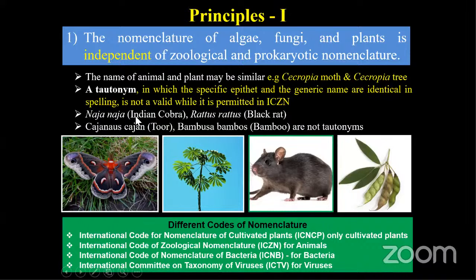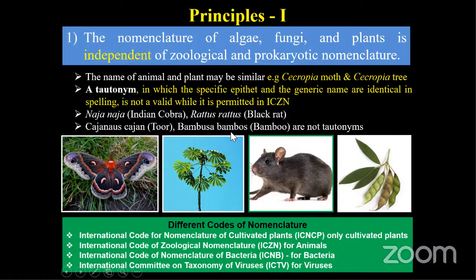For example, Naja, which is the zoological name of the Indian cobra, and Rattus, which is the zoological name of the black rat. But in botany also there are certain names which look like that, but they are not tautonyms. Tautonym means the generic name and specific name have the same spelling. Here Naja is the genus name, and Naja is the species name, so it is a tautonym. But in botanical nomenclature, there is Cajanus cajan. Tur, the botanical name of tur or pigeon pea, is Cajanus cajan. But here it is not a tautonym because the spellings are different. Bambusa bambos is also not a tautonym because the spellings are different.